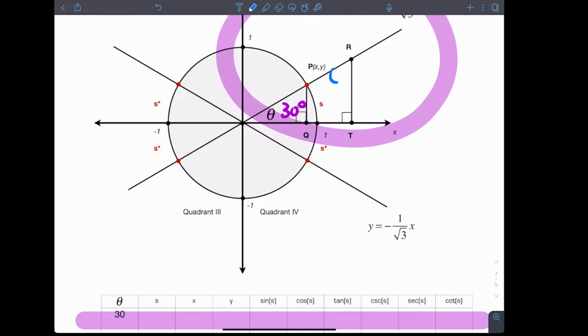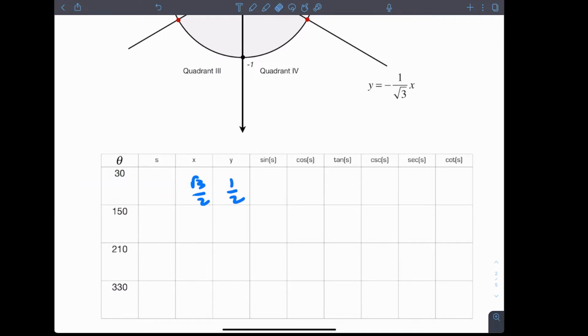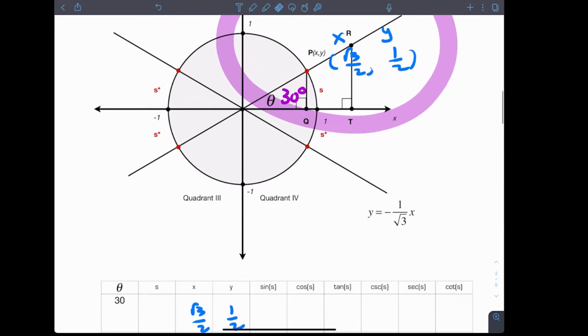Is that square root of 3 over 2, comma what? 1/2. You guys okay with that? Isn't this the x-coordinate? And this is the what? Okay, so I'm going to put this here. This is square root of 3 over 2, and this is 1/2. Okay? And that's for 30 degrees.